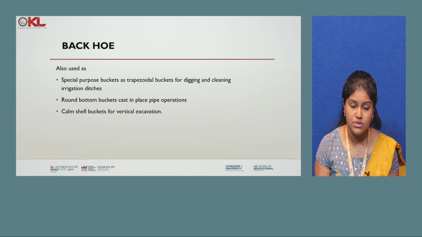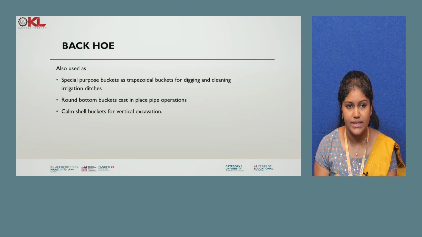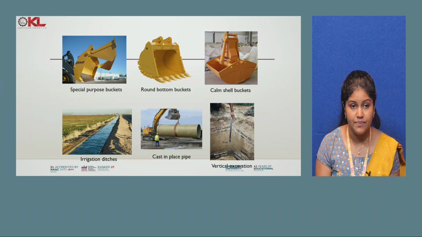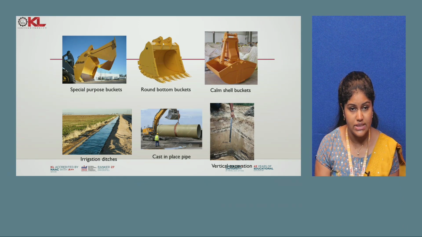We also use this backhoe with special purpose buckets, such as trapezoidal buckets for digging and cleaning irrigation ditches, round bottom buckets for cast in place pipe operation, and clamshell buckets for vertical excavation also. Here you can see the different types of buckets. The special purpose buckets you can see there.